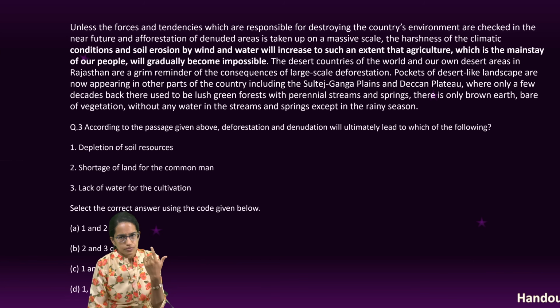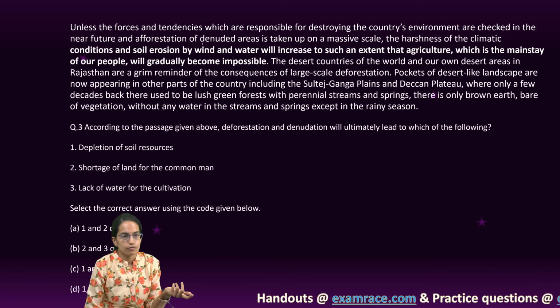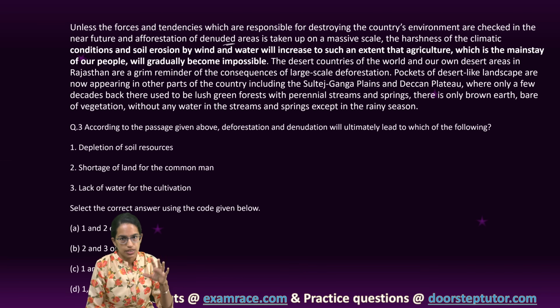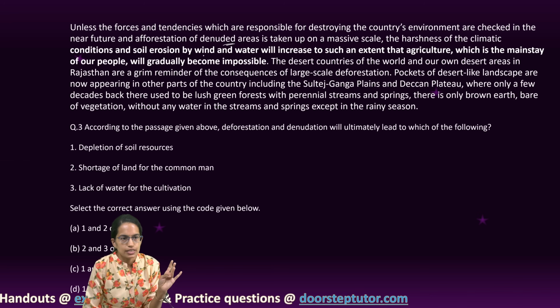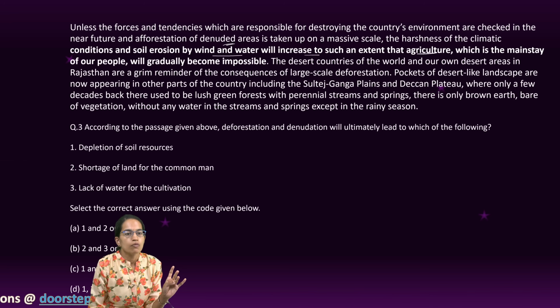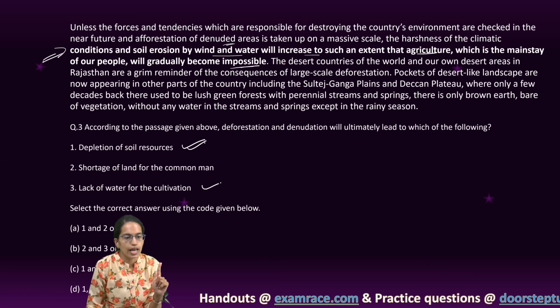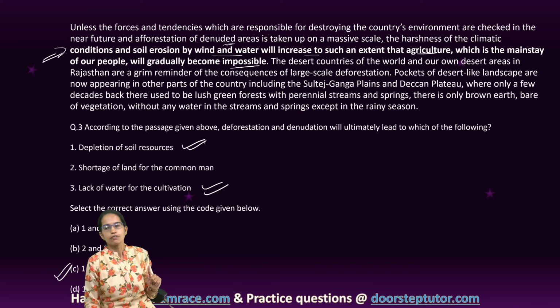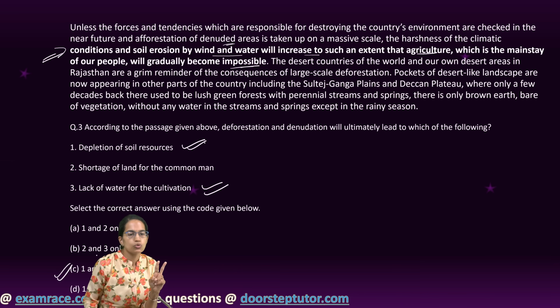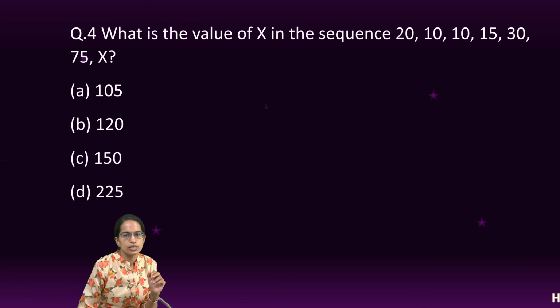The next is, this paragraph talks about the problems of the environment in the near future and afforestation of the areas which have been denuded. Now, climate conditions, soil erosion by wind and water would increase to such an extent that agriculture would gradually become impossible. So the 2 main concerns being addressed here are soil erosion by wind and water. So depletion of the soil and lack of water for cultivation. So 1 and 3 would be the right option. These 2 are the most important thing, the crux of the passage that has been mentioned here. The next question is a very simple question.